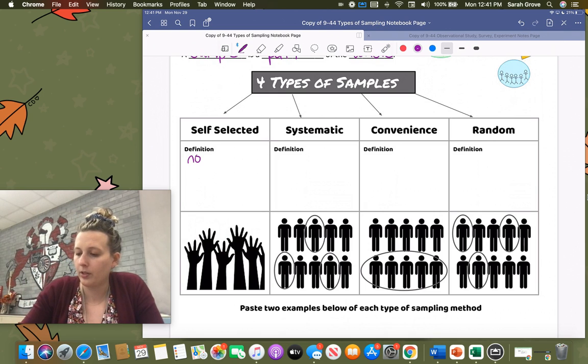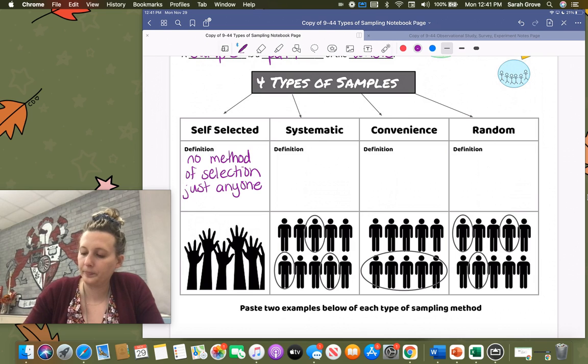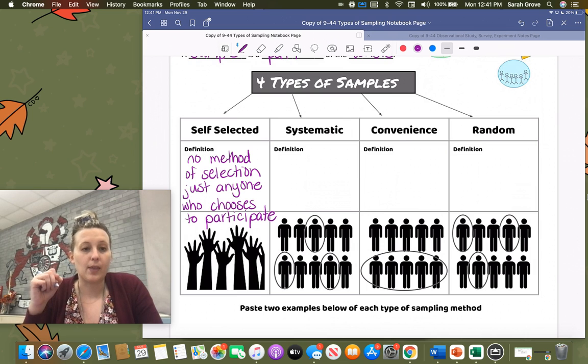So no method of selection, just anyone who chooses to participate. This is not your best option because, like we said, generally you're only going to get the people that have a very strong opinion for or against something.